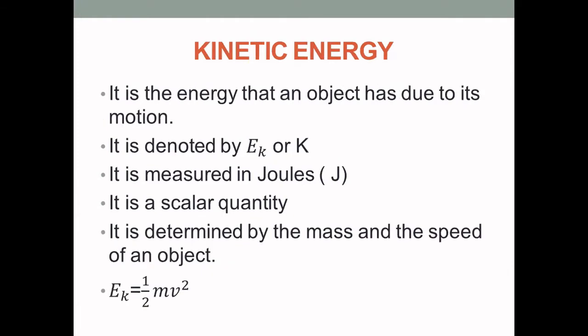It is the energy that an object has due to its motion. It is denoted by EK or K. It is measured in joules. It is a scalar quantity, and it is determined by the mass and the speed of the object. The formula used to calculate EK is EK equals half mv squared, where EK stands for the kinetic energy of an object measured in joules, m is the mass of an object in kilograms, and v stands for the speed of the object in meters per second.